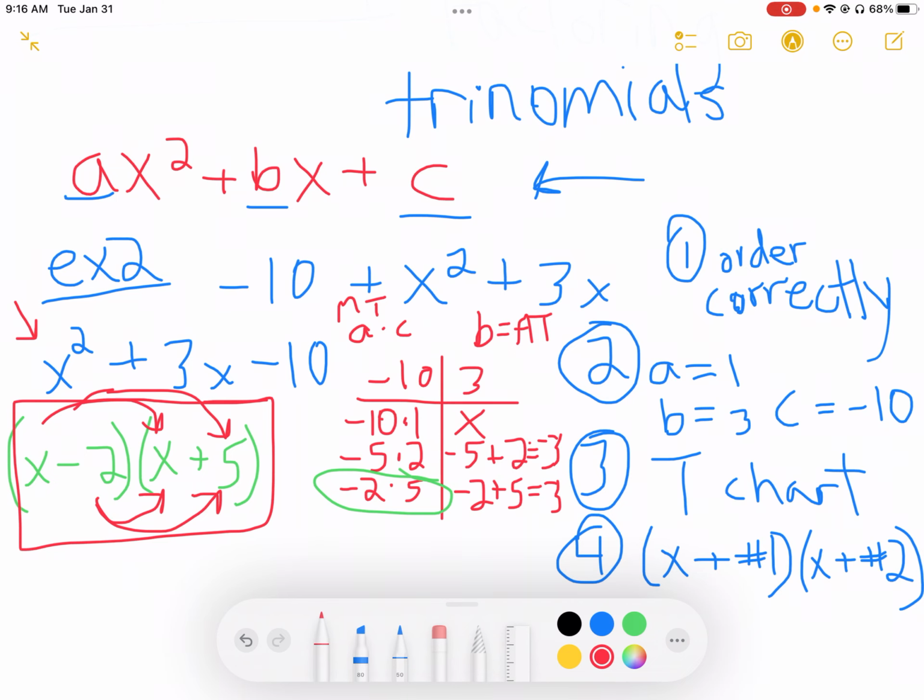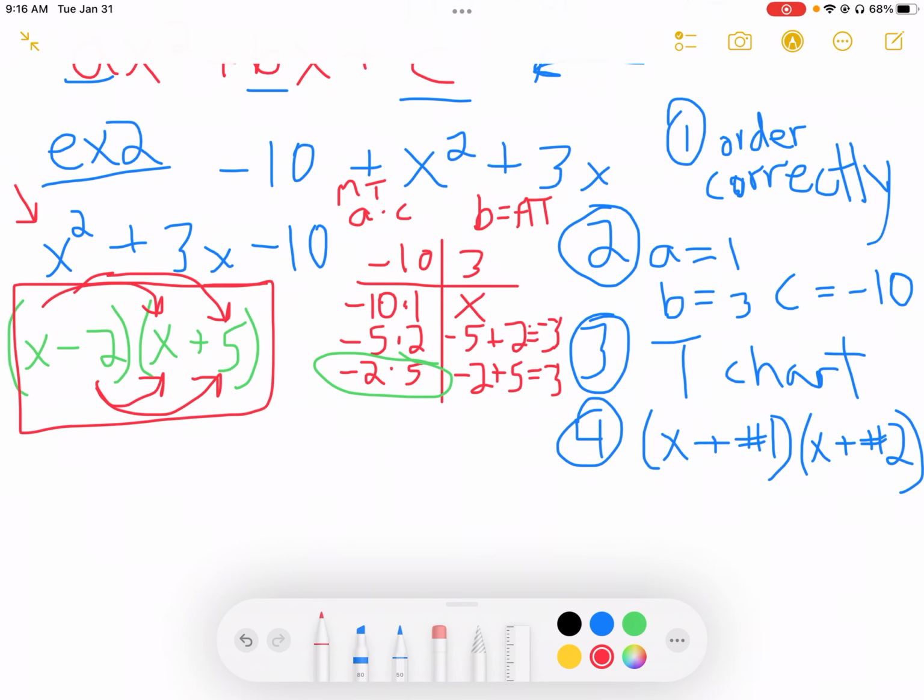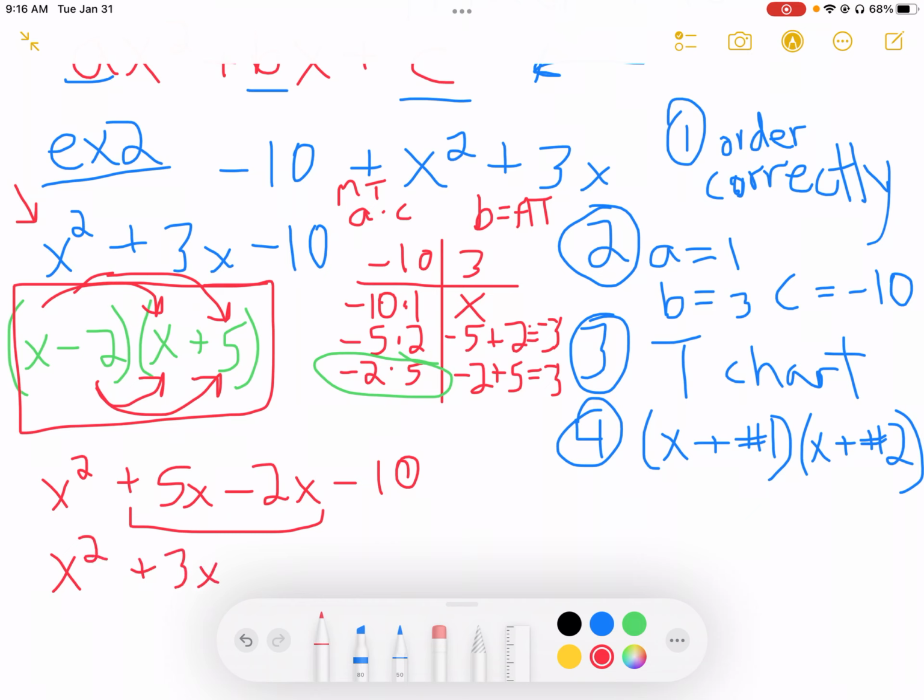And if you need to write that out, certainly write that out. If we wrote this out, I'll just write it: x squared plus 5x minus 2x minus 10. You can see I can add these two terms because they have the same variable and the same exponent. Then if I add this together, x squared plus 3x minus 10. So it checks off the list.